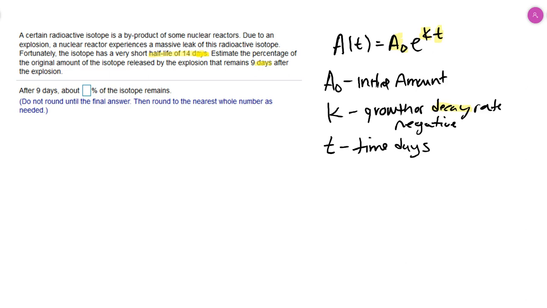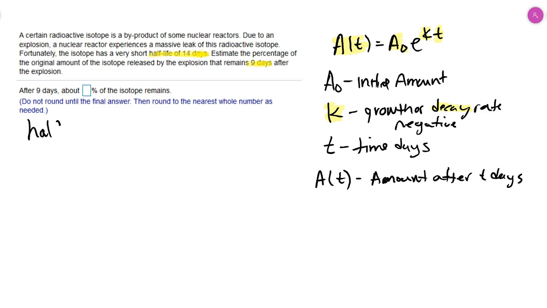And then our A of t is our ending amount of this isotope. A of t is the amount after t days. Okay, so now that I think you're a little bit more comfortable with the formula, this question really needs to be done in 2 parts. This information about having a half-life of 14 days is going to help us find this K value, the decay rate. And then after we find that decay rate, we're going to be able to answer this question that's being asked. So we're going to ignore this information about 9 days after the explosion until we figure out the value of K.